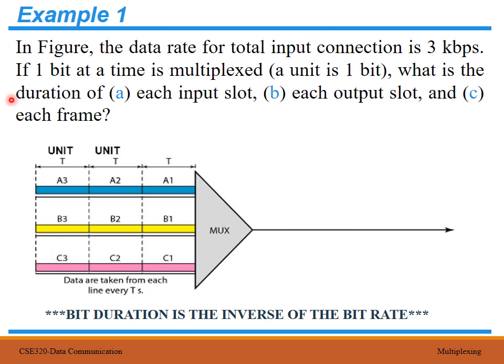Then it says if 1 bit at a time is multiplexed, which means 1 bit from this line, 1 bit from this line, and 1 bit from this line is multiplexed through this multiplexer. So what is the duration of each input slot, each output slot, and each frame? We have to find the duration for each input slot, each output slot, and each frame.